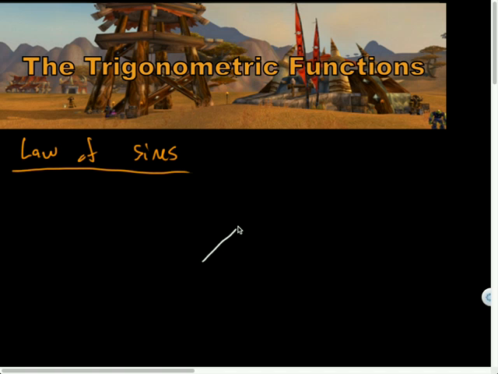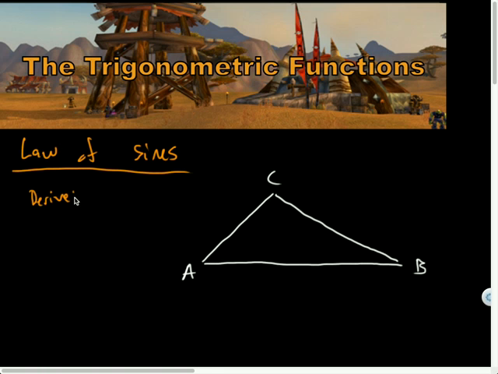Let's draw a triangle that's not right. So this angle here is a not right angle, this angle here, not right angle, this angle here, not right angle. And as a matter of fact, let's label these A, B, and C, like so. So I'm going to derive this for us, actually. We'll call this derivation or discovery. I'll just say derive today.